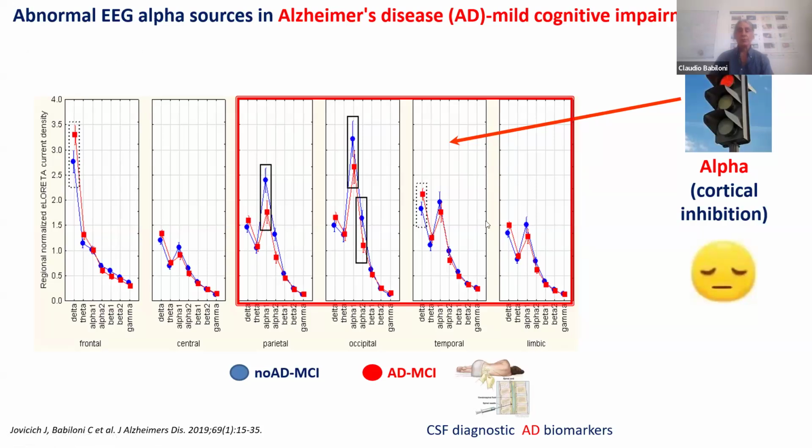So we wanted to demonstrate that Alzheimer's disease patients with a diagnosis based on cerebrospinal fluid measures of amyloid and tau suffer from vigilance dysfunctions. And so we enrolled patients with mild cognitive impairment due to Alzheimer's disease based on cerebrospinal fluid biomarkers, and compared the EEG results with a group of patients with mild cognitive impairment not due to Alzheimer's disease.